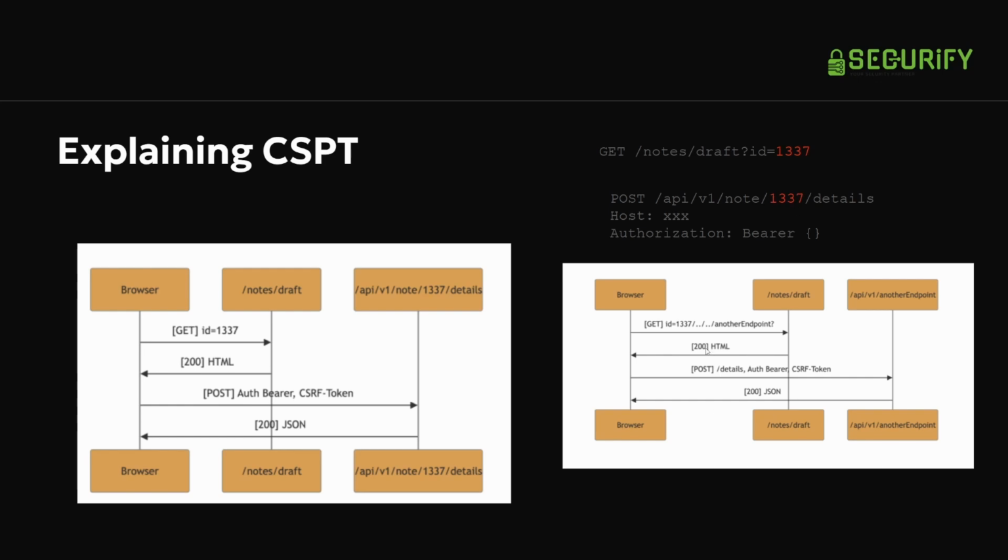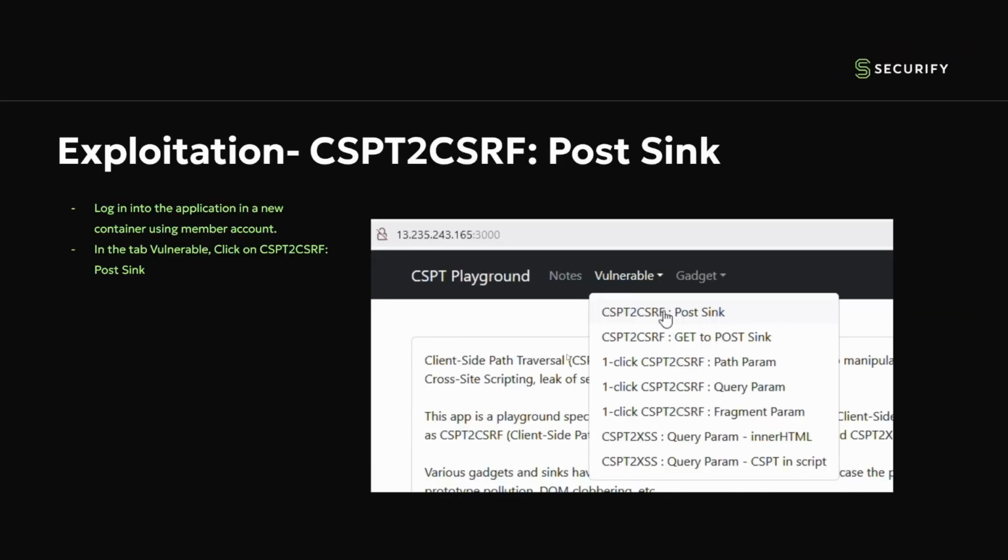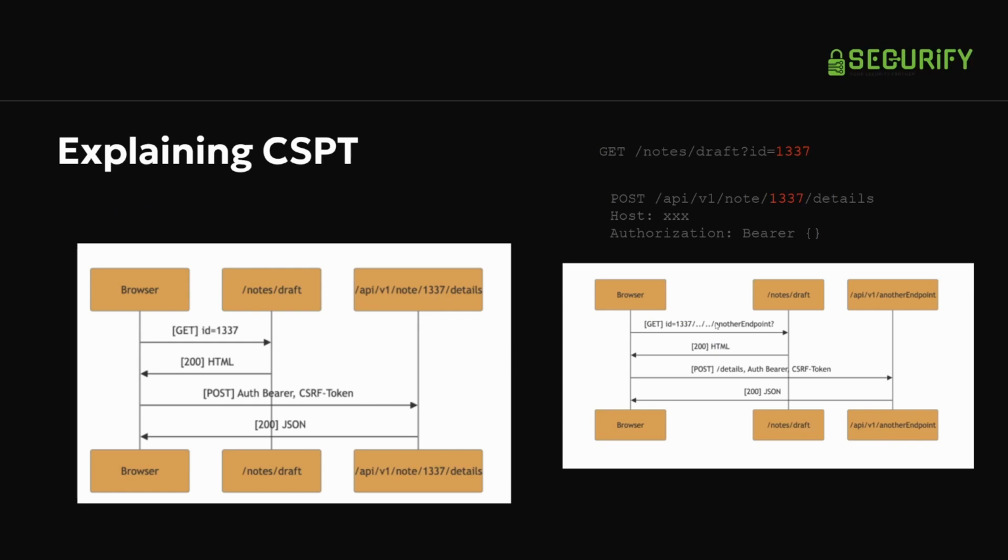Now it would be taking this as a valid parameter and making the POST request to another endpoint. It will automatically add all the headers that are required, and then get the data or make an action. That depends on the sink, what action would be taken, and that other endpoint would be called. So this is how we can actually leverage a CSPT attack. If any CSRF attack or XSS attack can be used, we can actually leverage it.